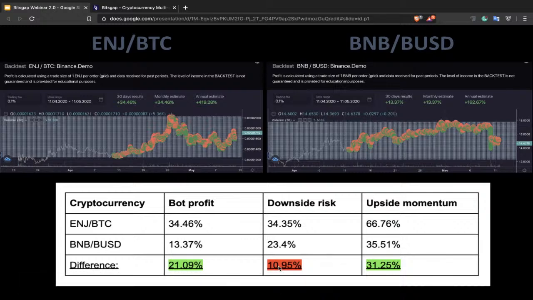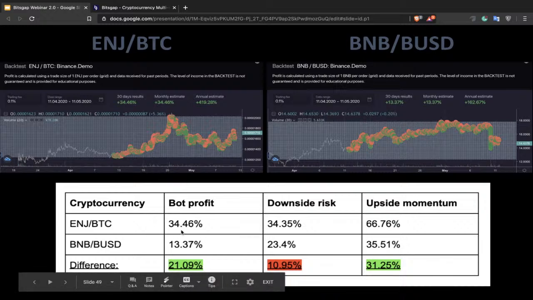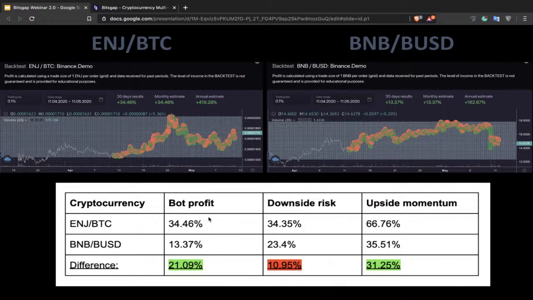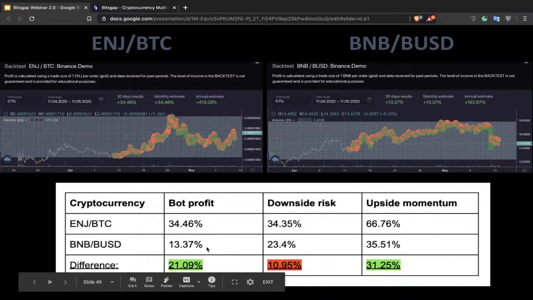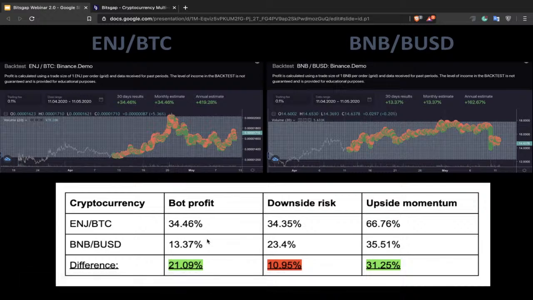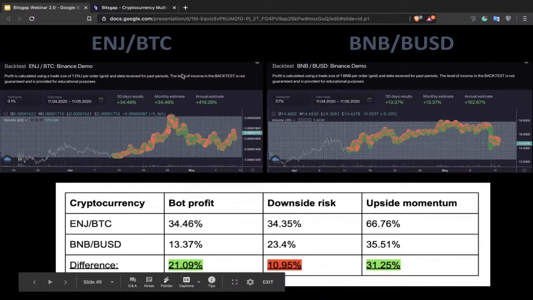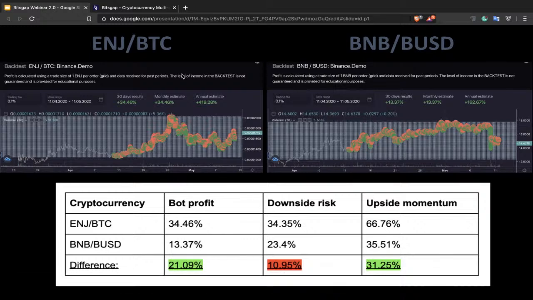So if you are a risk taker and you are looking for maximized returns, in this case, NG could be an option for you. But if you are looking for more conservative results, then in this case, BNB could be an option for you because it had a lower risk, but it also had a lower bot profit. So when you use backtesting, you can find the most suitable cryptocurrency pairs for your trading style.